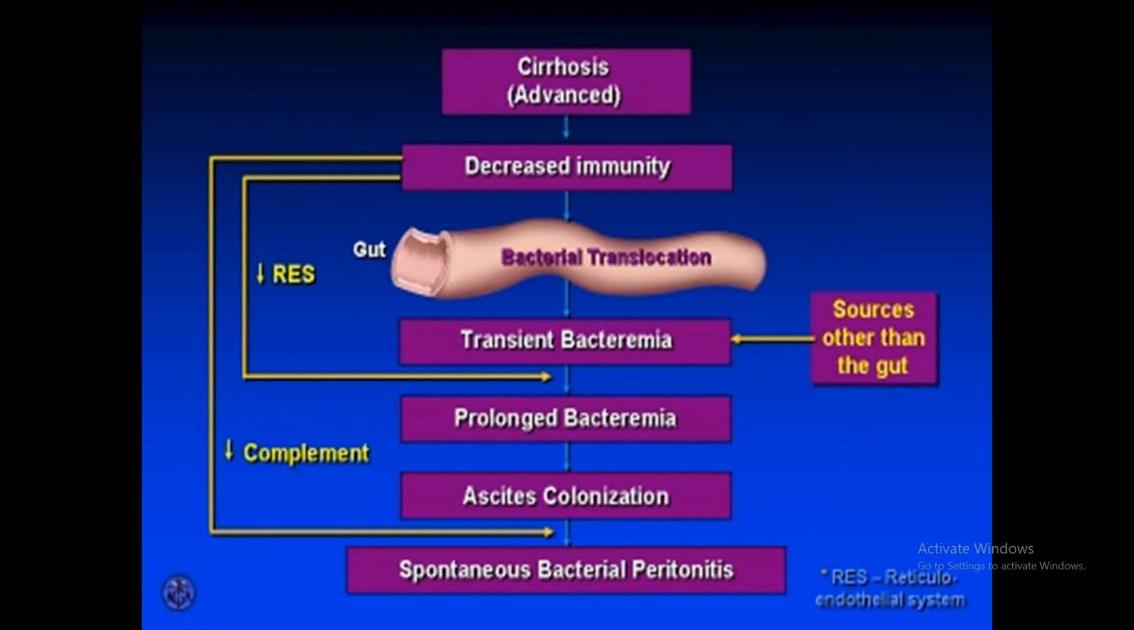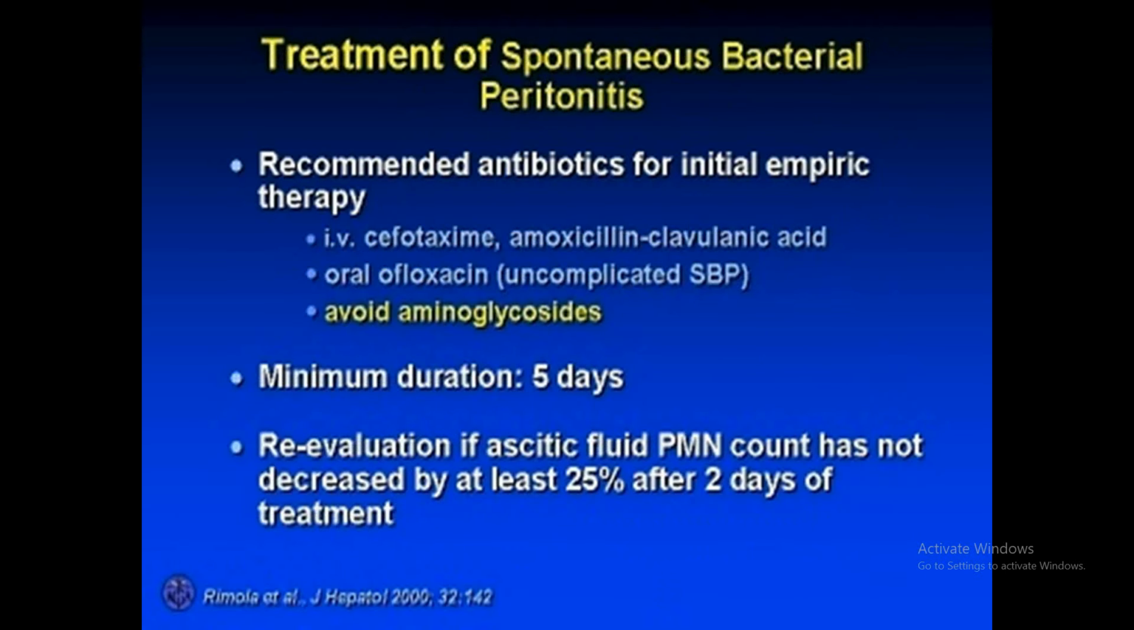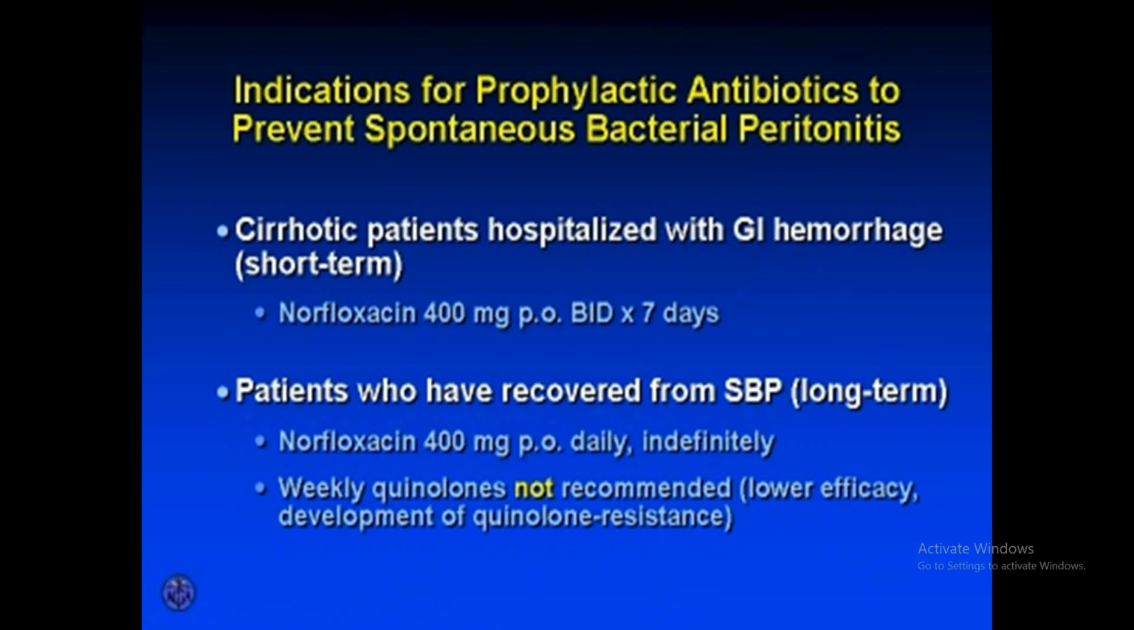So the spontaneous bacterial peritonitis occurs because, as I already said, these bacteria can invade from the blood. These bacteria can invade from the intestine directly through the wall. Fever occurs, jaundice occurs, abdominal pain and confusion, abdominal tenderness, hypotension. And this condition can cause hepatic encephalopathy also. And treatment is already mentioned in my discussion. Prophylaxis with norfloxacin mainly.